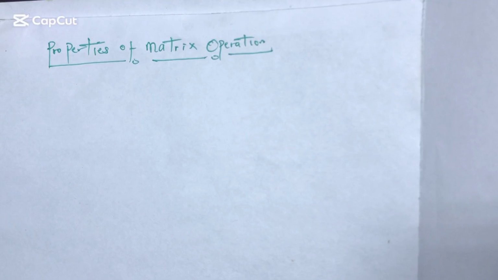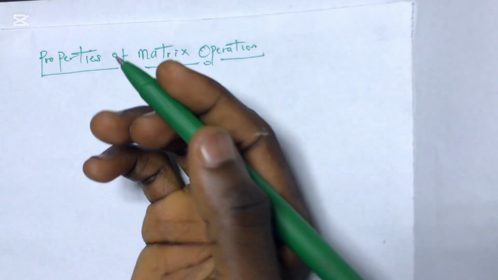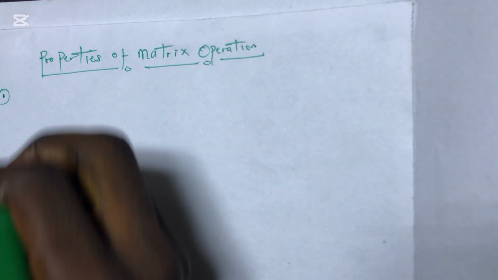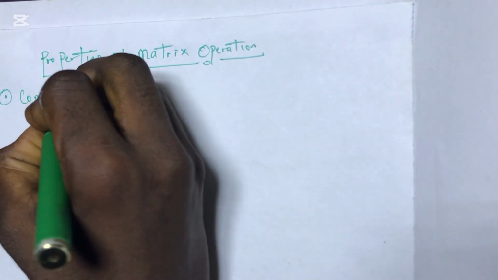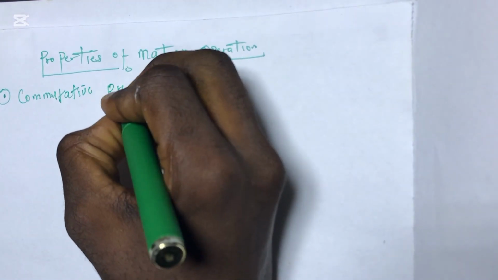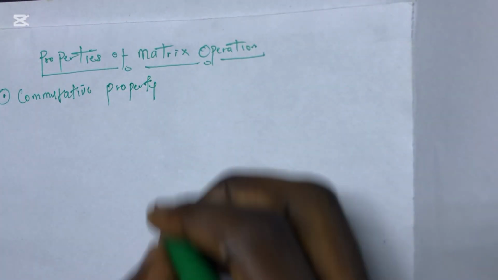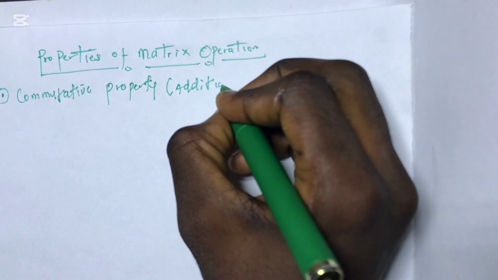Alright, in today's video, we're going to look at the properties of a matrix. Number one property, we have the commutative property, that's addition.